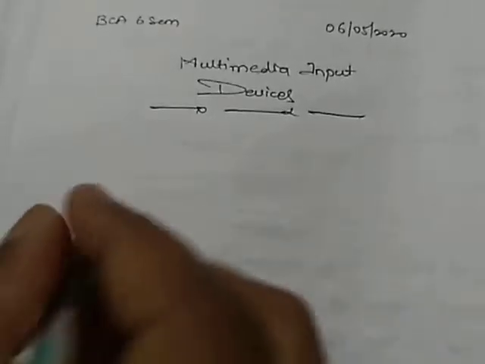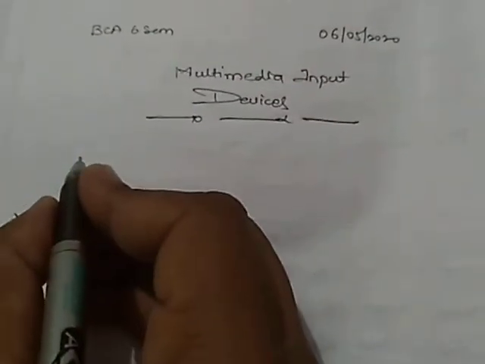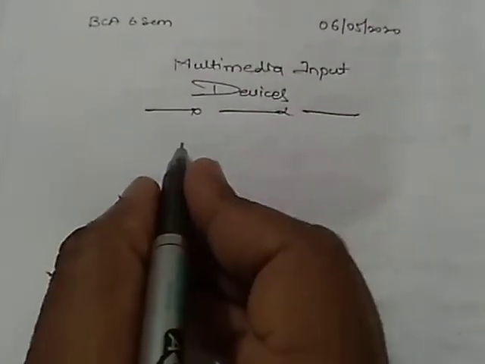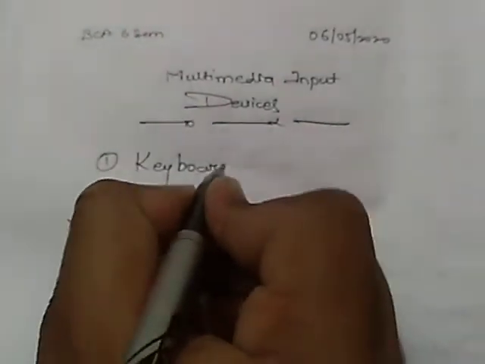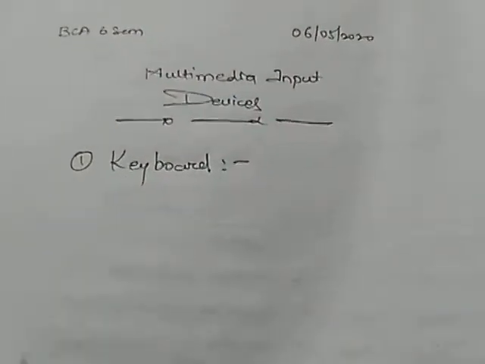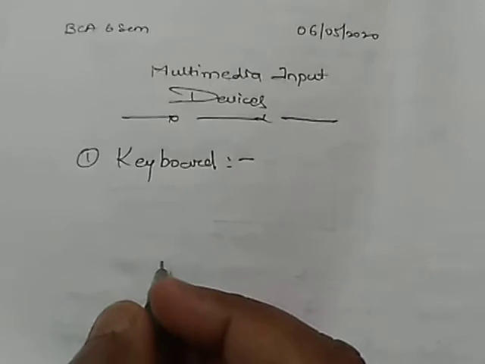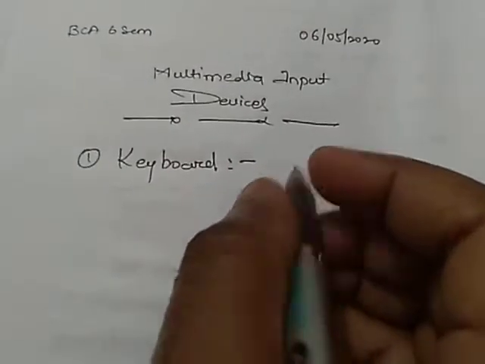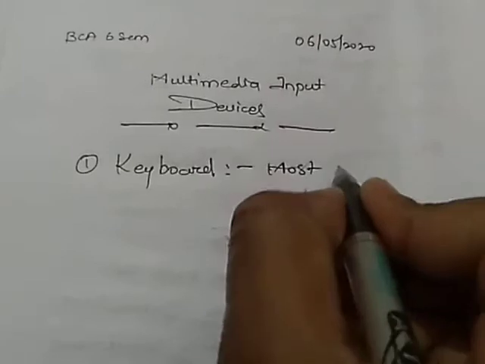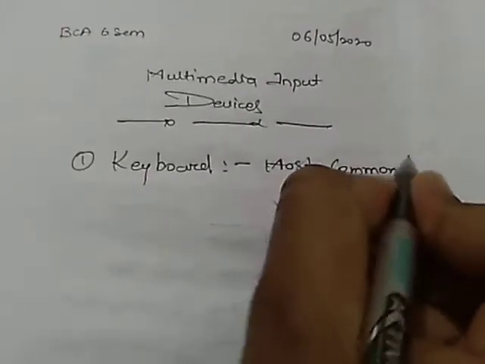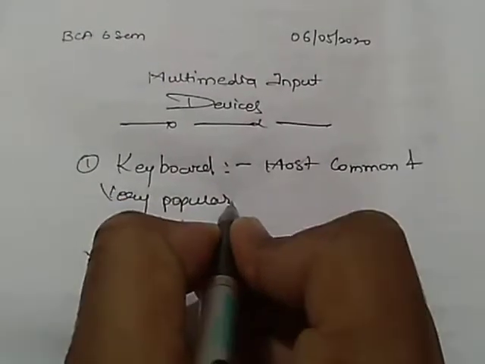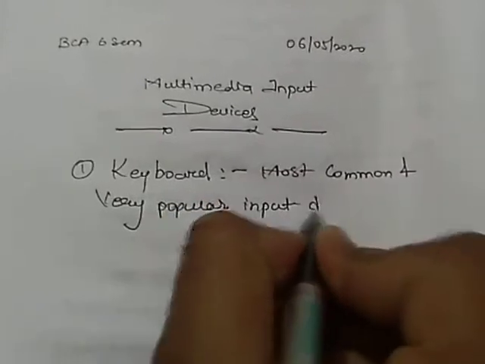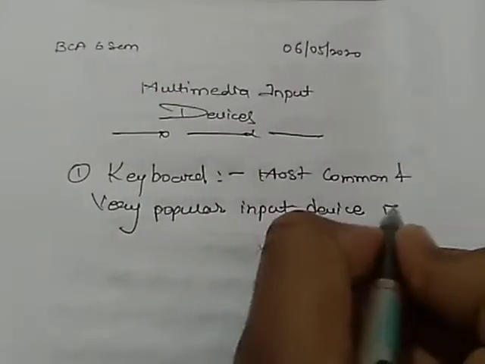Today we will study about the multimedia input devices. Now following are the most used input devices in multimedia systems. Number 1 is keyboard. The most common and very popular input device is keyboard.